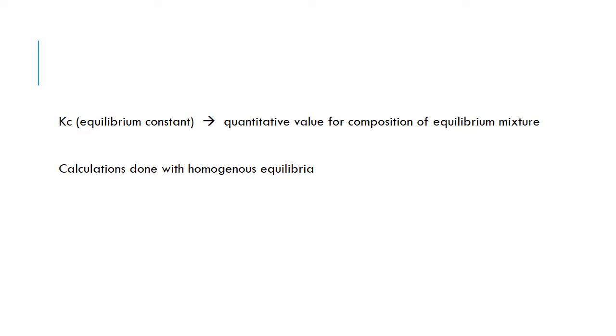So Kc, as we already know, is your equilibrium constant. It is a quantitative value for the composition of the equilibrium mixture. It is telling you what is more favored: products, reactants, or are they equal in their concentration. For our purposes, we are doing all our calculations with homogeneous equilibria, which means all reactants and all products are going to be in the same state of matter.